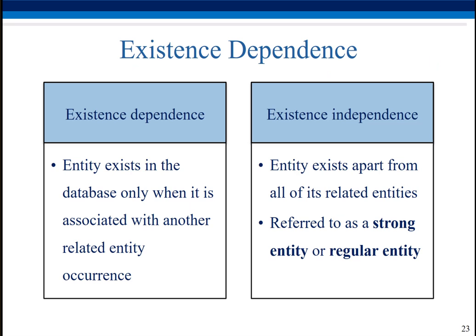Again, existence dependence and independence is pretty self-explanatory. I'll just read the definition. An entity exists in a database only when it is associated with another related entity occurrence, and I'll show you an example in the next slide. Independent means it can be created without being associated with another entity. This is referred to as a strong entity or a regular entity.